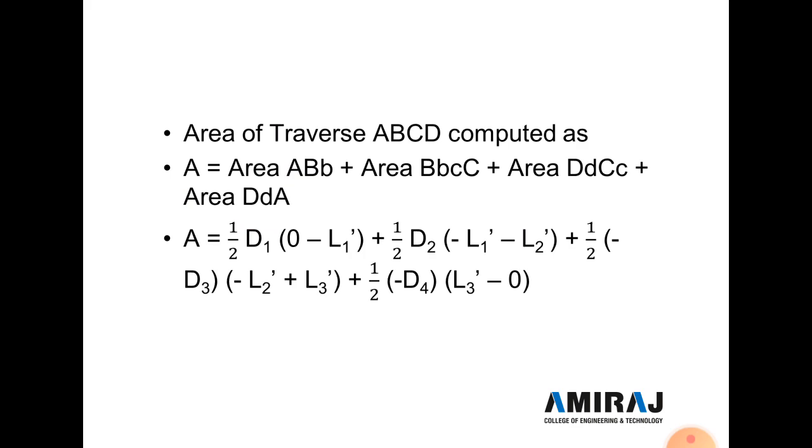When the area is measured with the latitude, this type of equation is created: minus L1, minus L1 minus L2, minus L2 plus L3 and L3. So here the departure is in the form D1, D2, D3 and minus D4.